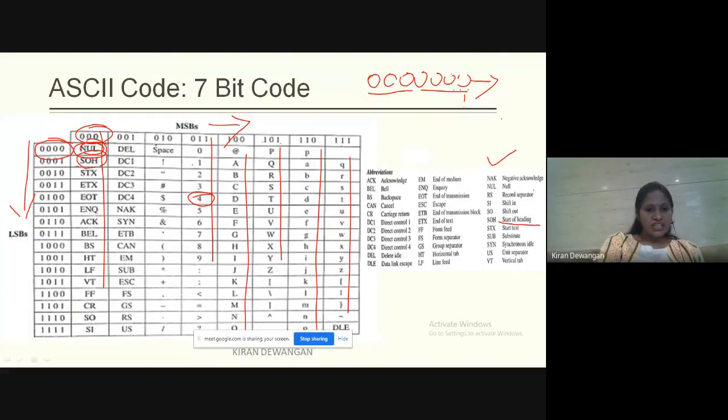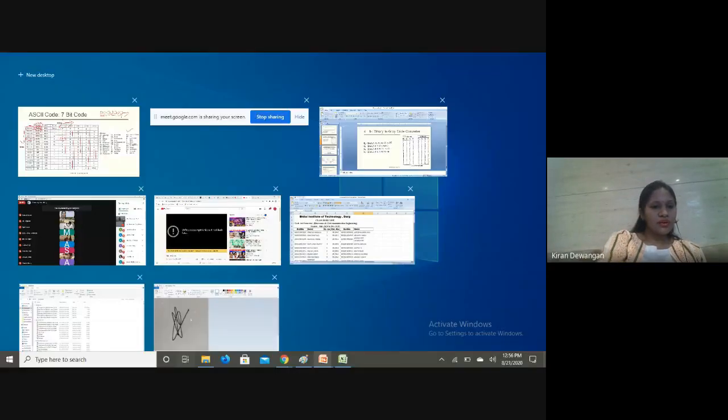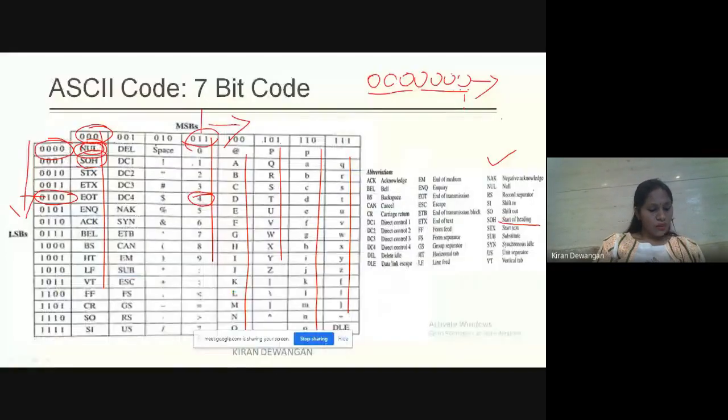It is 011 and 0100. So from here we'll take this particular column, and from here we'll take this particular row. ठीक है? 011 and 0100. So that is how we'll code for 4. Similarly, we can code for all the uppercase characters and we can code for lowercase characters also.